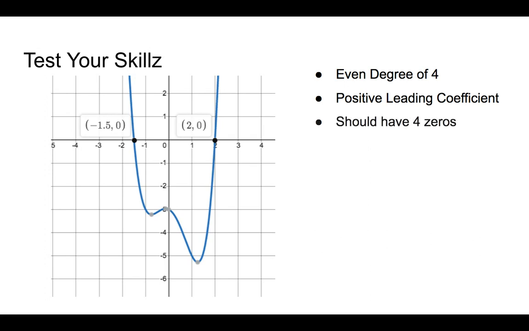Since it is a degree of 4, I should have 4 zeros, or 4 solutions. Looking at my graph, it looks like I only see 2 places where it crosses, so I've got a real solution at negative 1.5 and a real solution at positive 2. That must mean that my other 2 solutions would be imaginary.